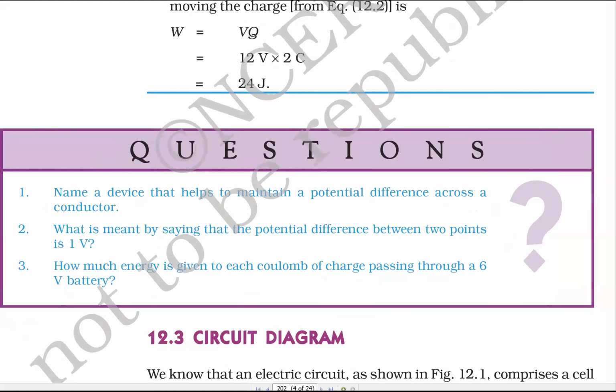Now, name a device that helps to maintain a potential difference across a conductor. What is the device?